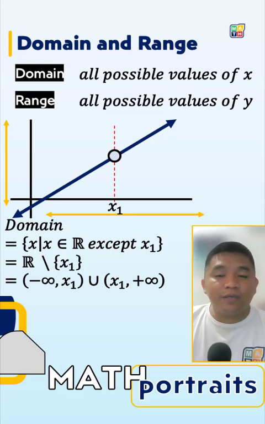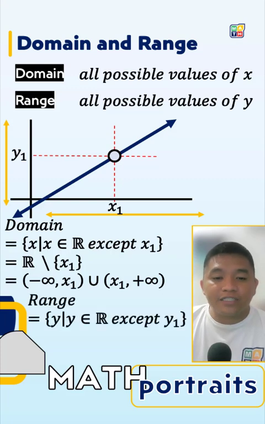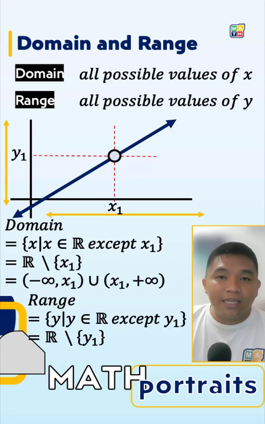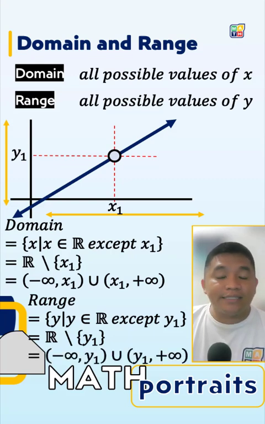Same process will be used to our range, but this time, the value that is restricted is this value of y sub 1. So similarly, our range now will be a set of y, such as y is an element of R, except that value, the restricted value y sub 1, because that is where the break is. And you will have another notation, possibly, you have set of real numbers except or less the set containing y sub 1 and the same interval notation, but this time using y sub 1 instead of x sub 1.